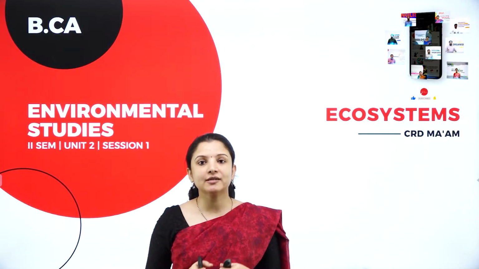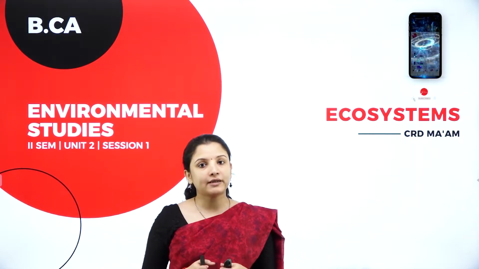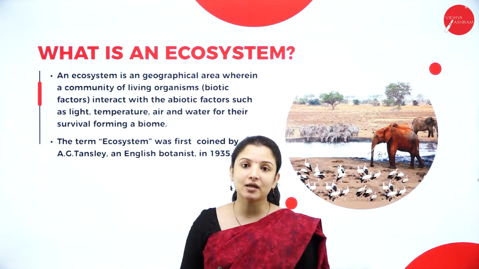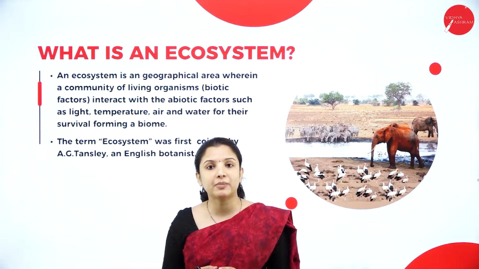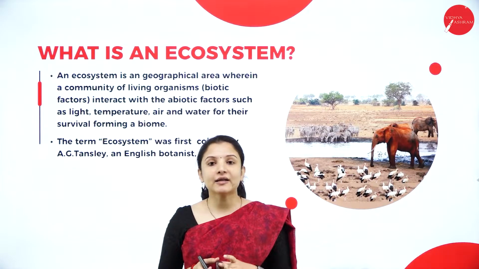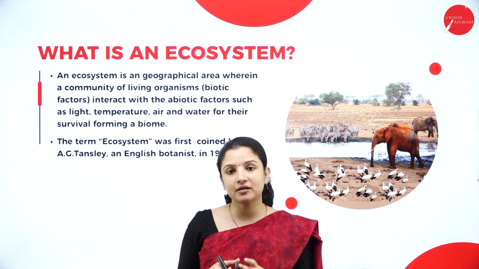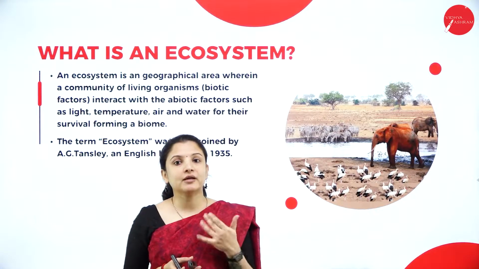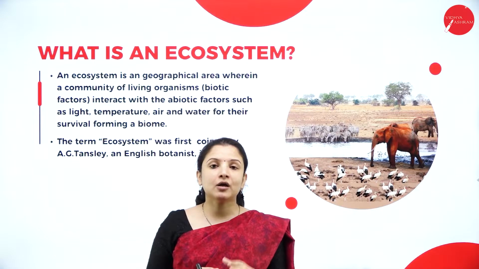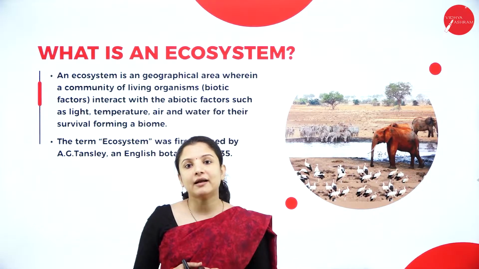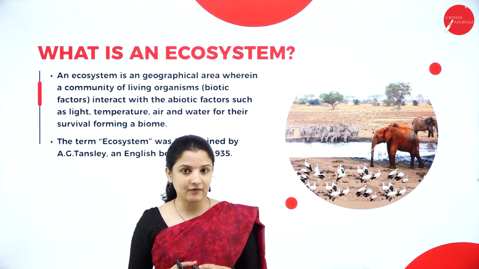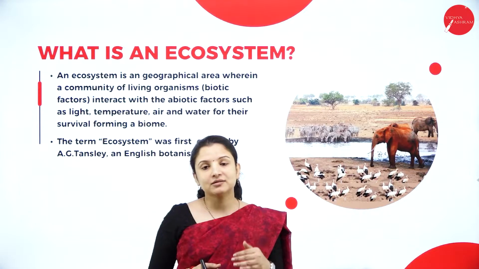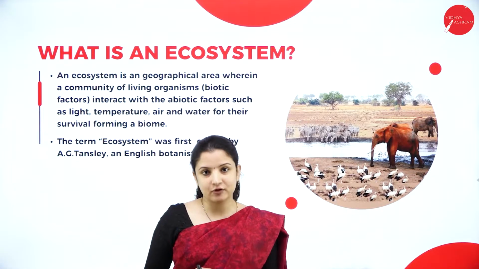So in today's session, let us discuss Unit 2, that is ecosystems. We all know that ecosystem is very important in order to maintain a balance in the environment. In an ecosystem, we find different types of organisms as well as the biotic and abiotic factors, wherein they interact with one another and live in harmony for a good survival. So this chapter mainly deals with how the organisms depend on one another for survival.